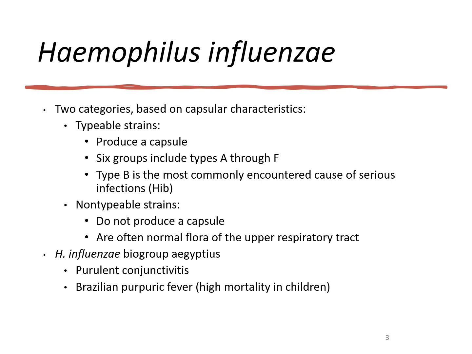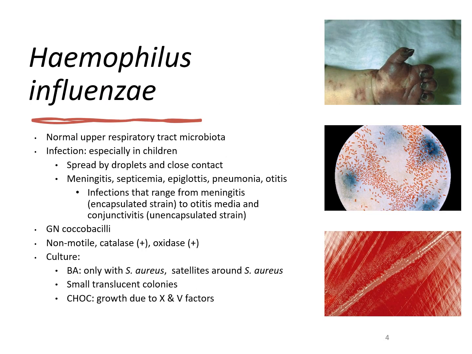There are also non-typable strains, and these strains don't produce a capsule, and they are most often associated with normal upper respiratory tract flora. Then you also have a biogroup of Haemophilus influenzae that can produce infections as well, so you will occasionally see this particular biogroup in culture. Haemophilus influenzae is normal upper respiratory tract microbiota. It causes infections, especially in children, and this is spread through droplets or through contact.